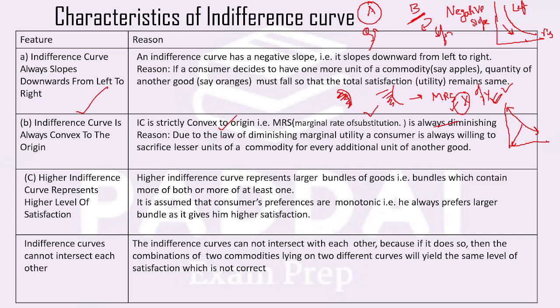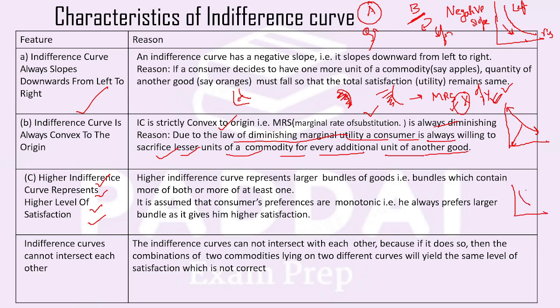It is convex. Reason: due to the law of diminishing marginal utility, the consumer is always willing to sacrifice a lesser unit of a commodity for every additional unit of another good. That is what I explained. This is the reason when it is being replaced by the other, it is always convex. It never intersects. Higher indifference curve, higher level of satisfaction.